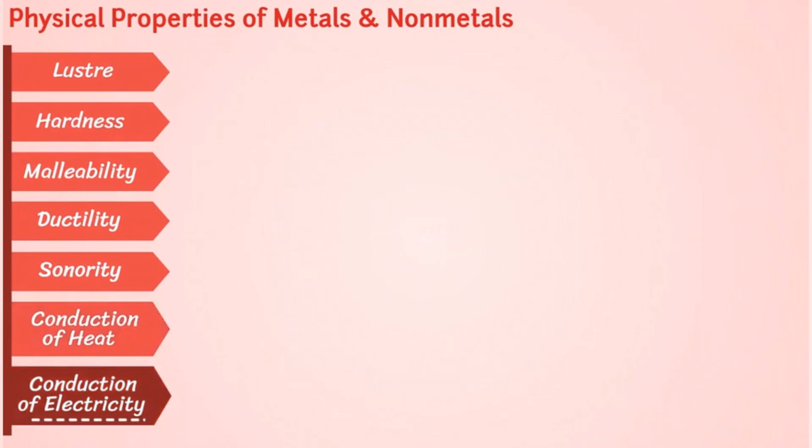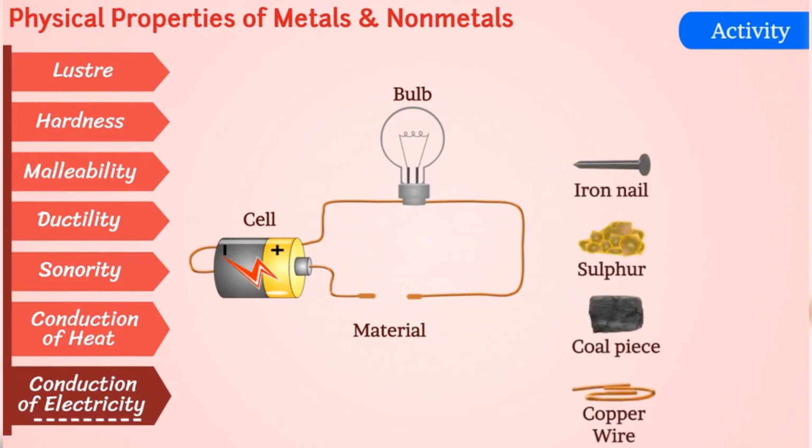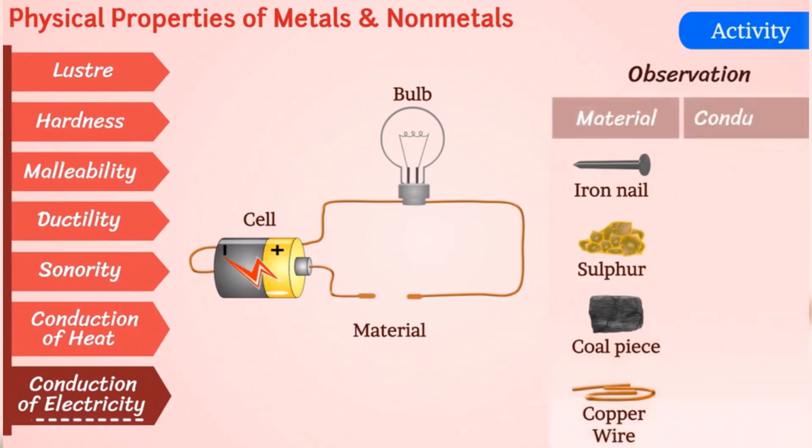Let's go to another property, which is conduction of electricity. In this, we will carry out an activity, as you can see from the screen. Now, we will have different tools to use. Let's check the observation from those materials. Iron nail, if you put it there, the bulb lights on. That is a good conductor of electricity. What about sulfur? Nothing happens.